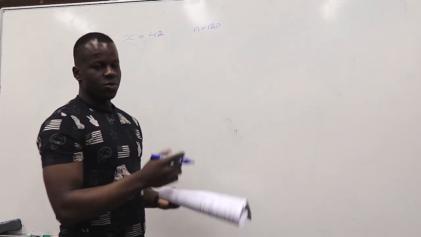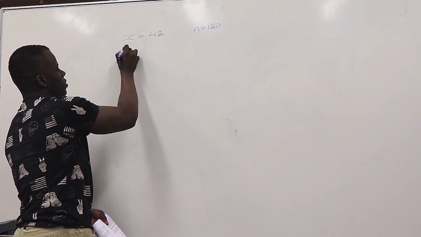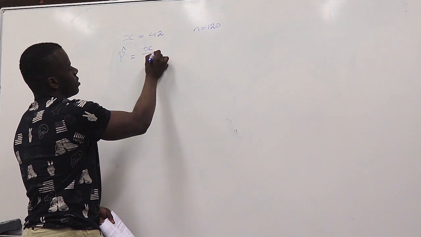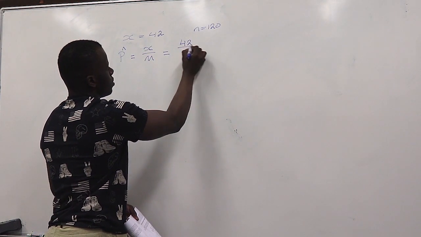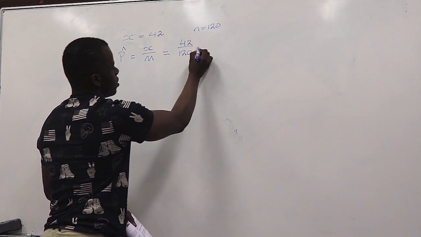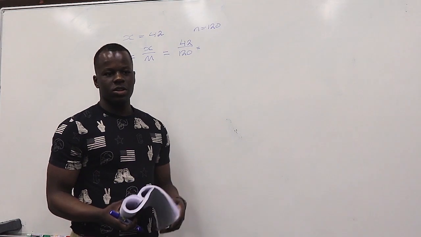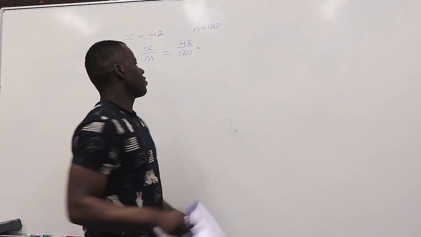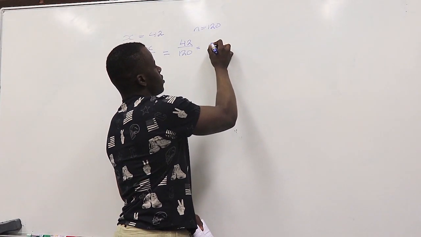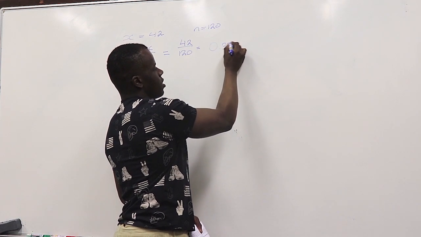We're going to use these two values to calculate our p hat, which is x over n, 42 over 120. Could somebody please calculate that? 0.35. So the proportion of our sample is 0.35.